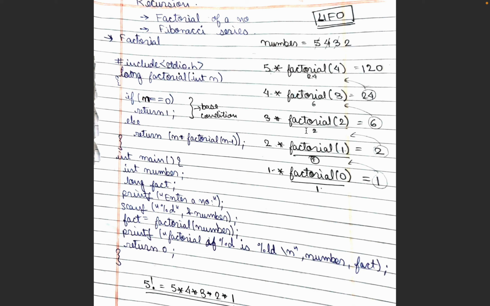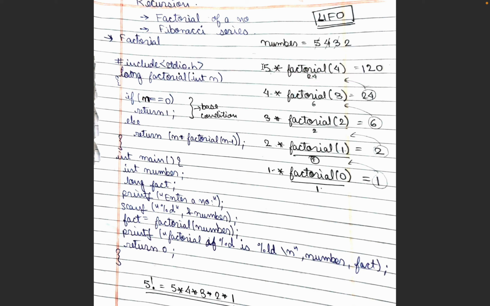So 3 into 2, this whole statement, what will it give? 3 into 2 is 6. So this whole statement's answer is 6. This will be the answer of the previous call. So here factorial 3's answer is this one. The previous call's answer is this. Now again we will calculate 4 into 6, that's 24. So 24 will be the answer of the previous call. So factorial 4's answer is 24.